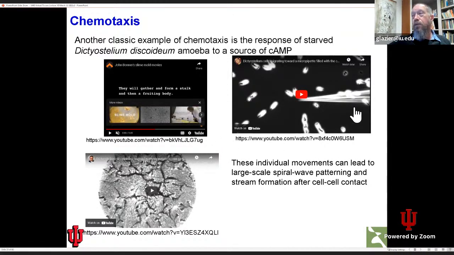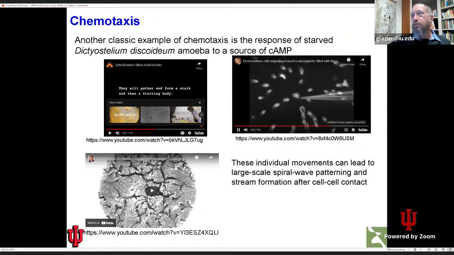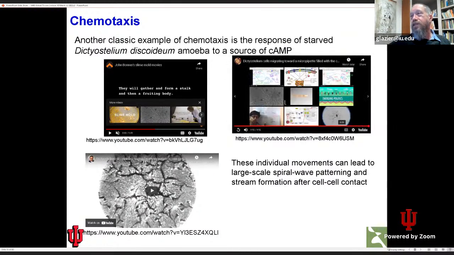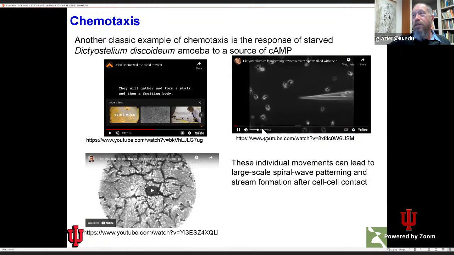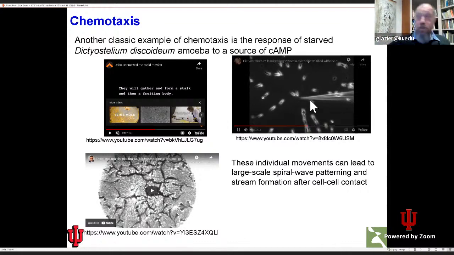And here's an example where there's a micropipette with cyclic AMP in it, and somebody is torturing these little cells by moving the target around so that the cells chase the target, and then they'll move it. Now, maybe this one they don't move it. Sorry about that. There's another one where they periodically move the target and the cells chase it, and then they move it and they chase it and they move it.